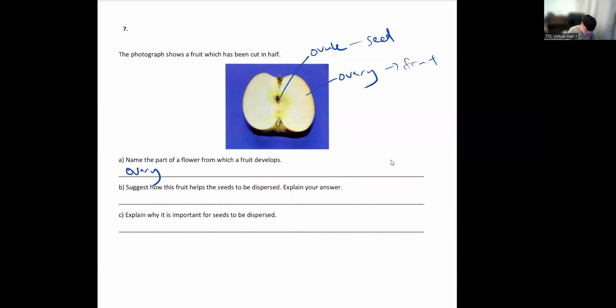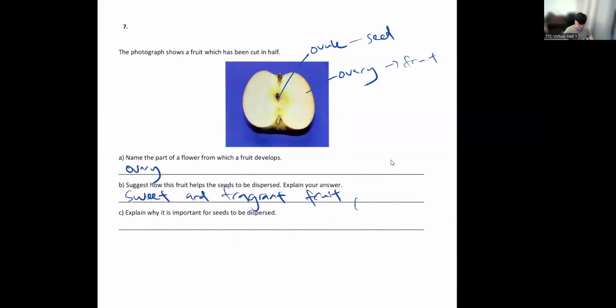So B, suggest how this fruit helps the seed to disperse. Answer, they have sweet and fragrant fruit. This is to attract animals. They attract us to eat the apple and spread it somewhere so that you grow another apple tree somewhere. So C, explain why is it important for seeds to be dispersed.